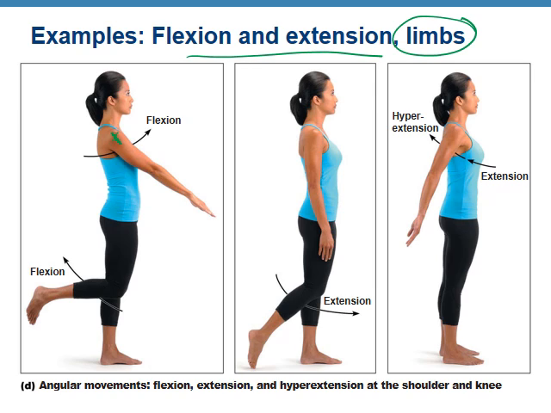Some more examples of flexion and extension of the limbs. We're going to look at the shoulder joint, the elbow, the hip, and the knee. So here at the shoulder, if you are here, this is extension, right? Normal anatomical position. If you decrease the angle, that's flexion. If you increase the angle, that's hyperextension.